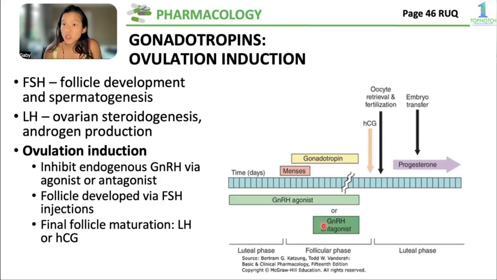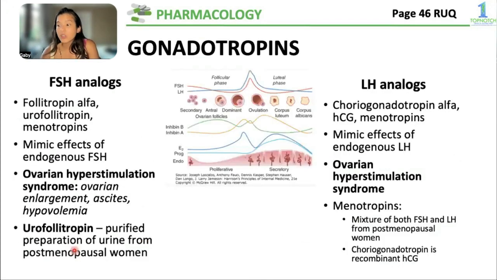But we also need to make sure we develop a follicle properly. So we do that by giving FSH injections. And in order to make sure that the follicle matures and we have ovulation, so we can therefore retrieve and fertilize the egg, we need to give LH or HCG. So your FSH analogs are your follitropin alpha, urofollitropin, and menotropin. So they mimic the effects of endogenous FSH, follicle-stimulating hormone. They stimulate the growth of the follicle. So it goes from a secondary follicle to a dominant follicle.